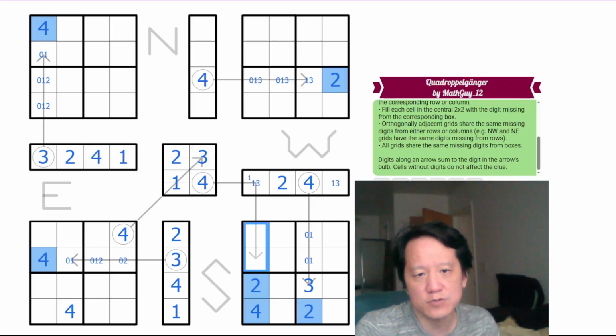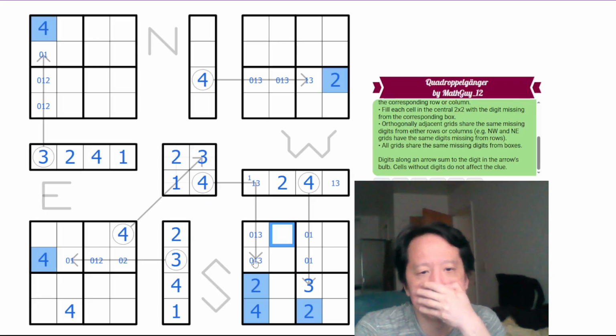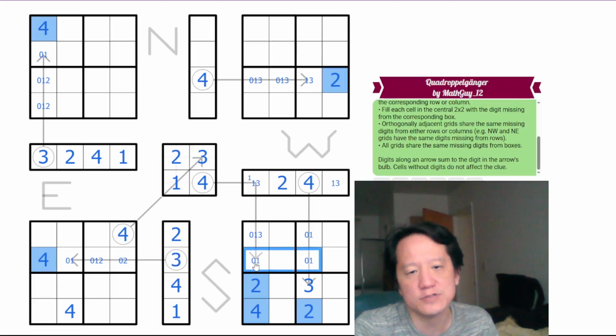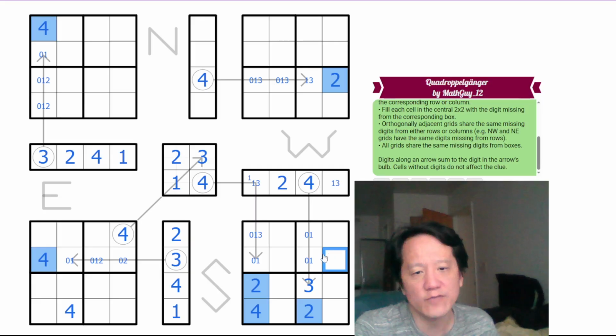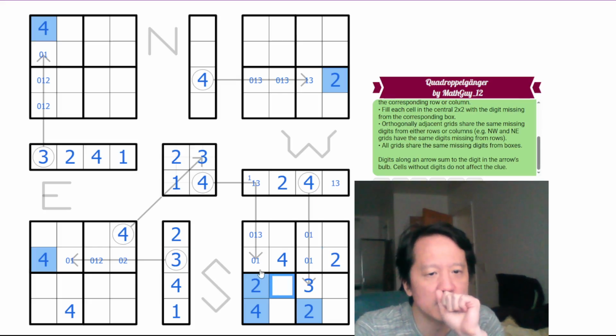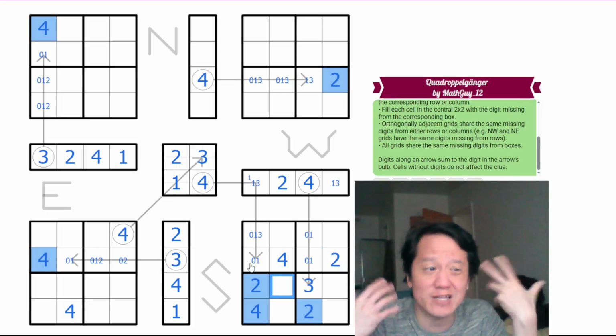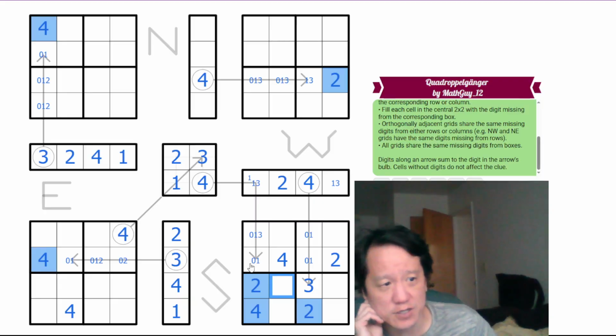This would be 0, 1, or 3. We're missing a 3 here. This is 0, 1 as a pair. Therefore, we have to have 2, 4 here. This can't be 2 because we're missing a 2 in that column, so it's 4, that's 2. This is looking like the solution, unfortunately.